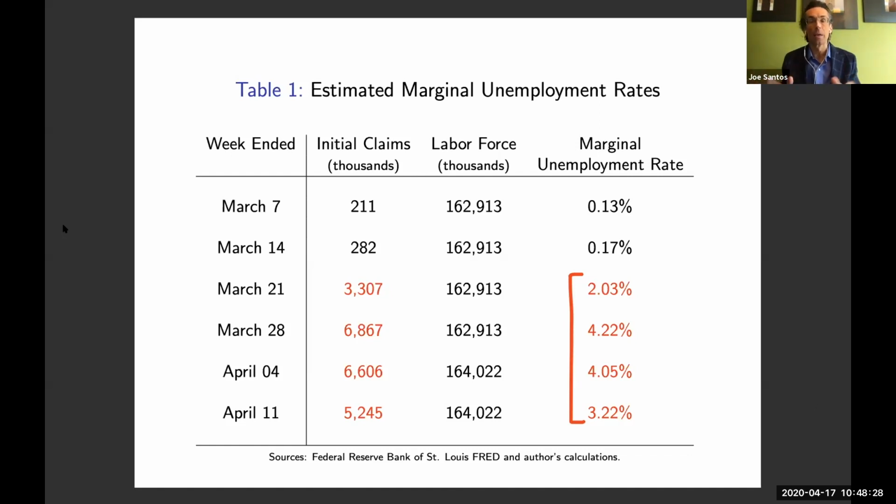Okay, last bit. If we take that number, I'm going to call it a total 15% unemployment rate for April.